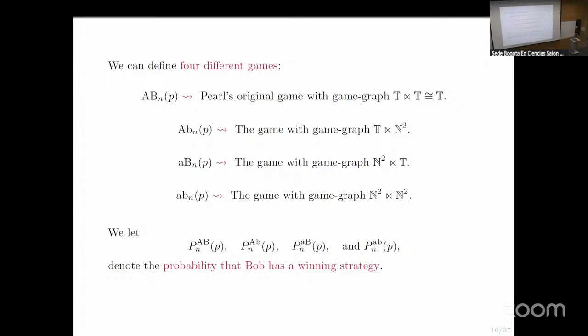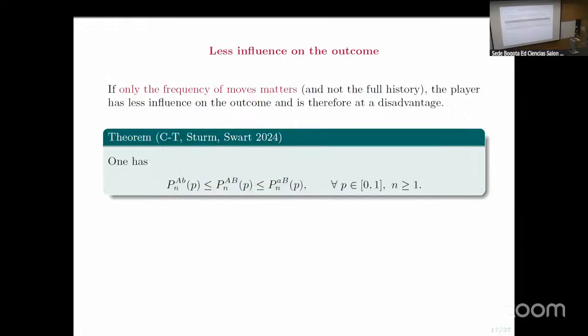So let me denote by this piece here with the superscript the probability that Bob has a winning strategy in each of these games, okay? So the capital letter means that you need the full history for that player. Intuitively, if it only matters for Bob how many times he played one of the 2 moves, you think that the influence that he has in the game should be less than the influence that Alice has in the game. And this is what we actually show.